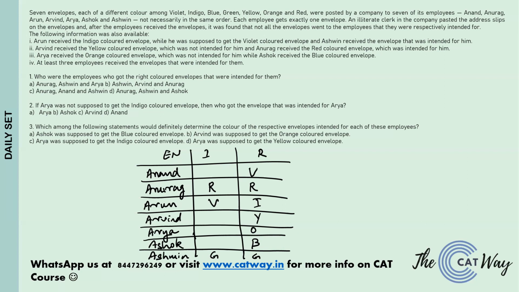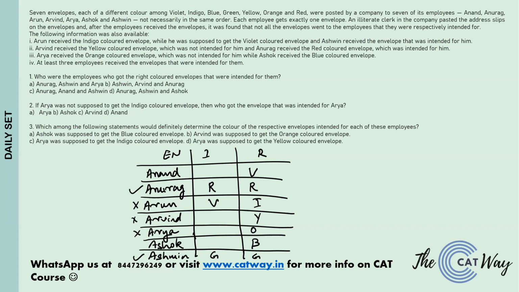Chalo, let's move ahead. Ashwin will receive green and Anand will get the violet. We have been given that at least three employees received the envelopes that were intended for them. Arun is not one of them. Ashwin received what was intended for him. Arvind received yellow, which was not intended for him. Anurag received red, which was intended for him. Arya received orange, which was not intended for her, while Ashok received the blue color.